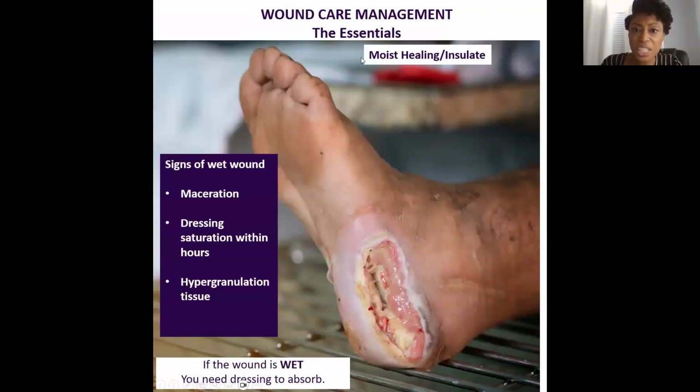Okay, so now we get to moist wound healing and insulating a wound. The thing about wound healing is that we need a moist healing environment. It cannot be too wet. It cannot be too dry. It needs to be moist.